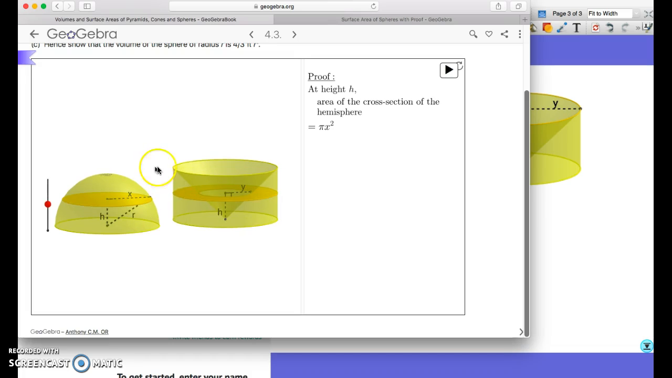Okay, so let me reset that over there. We're dealing with a circle, so we're just using the formula pi r squared. In this particular case, as we move up, x represents the length of the radius, and r represents the original radius of the hemisphere. Of course, when I move down here, x and r are the same. So for any other height, as we move up, the cross-sectional area is going to be pi times x squared. And now we're able to substitute that with r squared minus h squared.